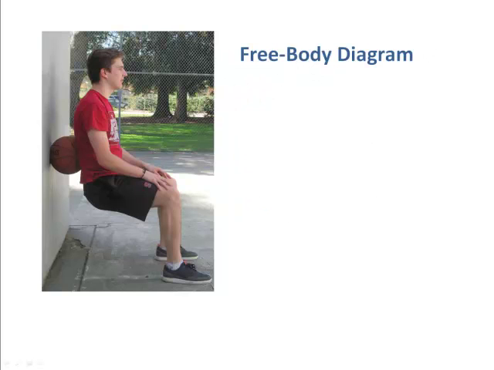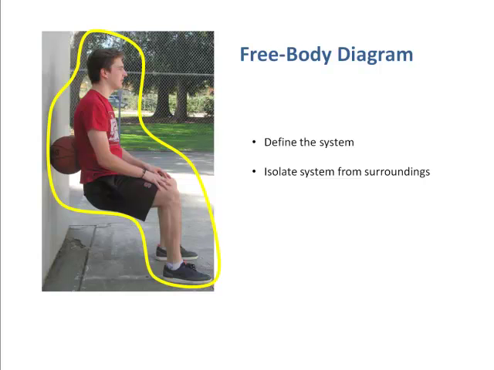To answer the first question, we need to draw a free body diagram. Before we draw the free body diagram, we need to define the system. We identify the player and the ball as a system and isolate it from the surroundings. To isolate it, we draw a line around the player, between the wall and the ball, and then between the soles of his shoes and the pavement, and then we remove everything outside the line.